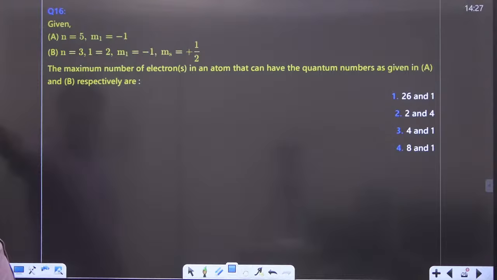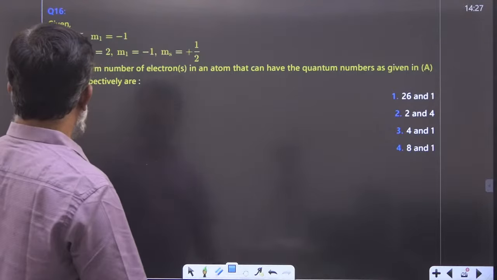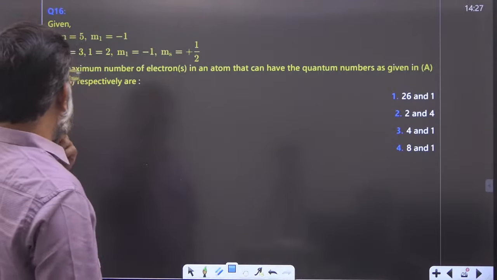N equal to 5, m_l equal to -1. N equal to 3, l equal to 2, m_l equal to -1, m_s equal to +1/2. Maximum number of electrons in an atom that can have quantum numbers as given in A and B respectively are.